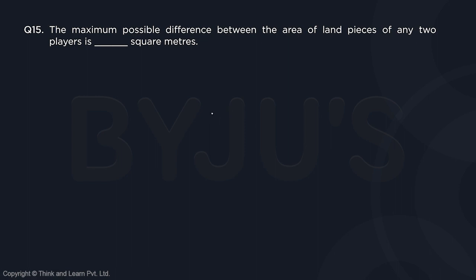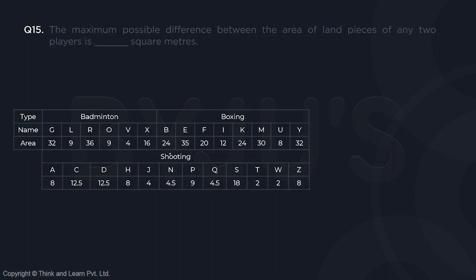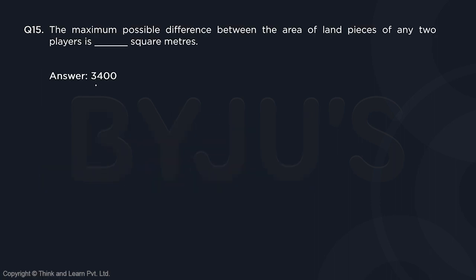And lastly, question number 15: the maximum possible difference between the area of land pieces of any two players. The maximum is 36, the minimum is 2, so the difference is 34 in 100 square meters. So my answer is 3400 square meters. That is the answer for question number 15.